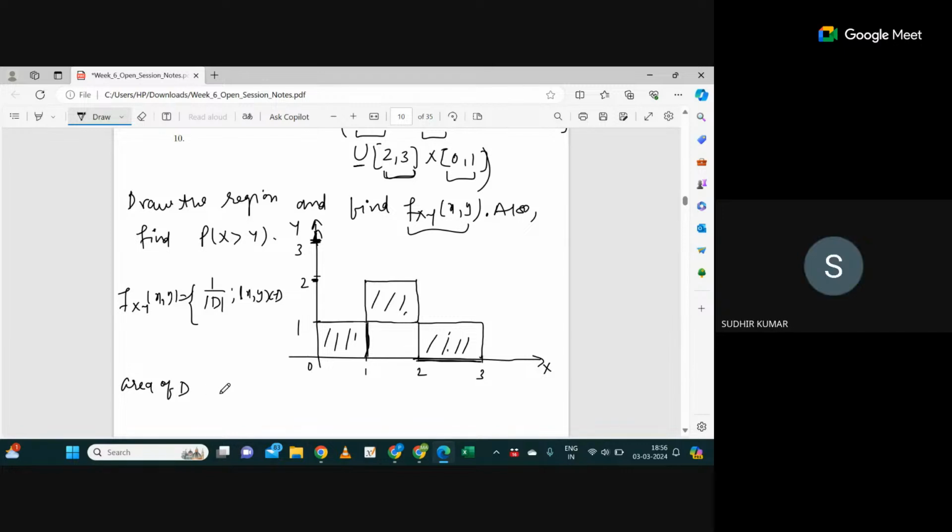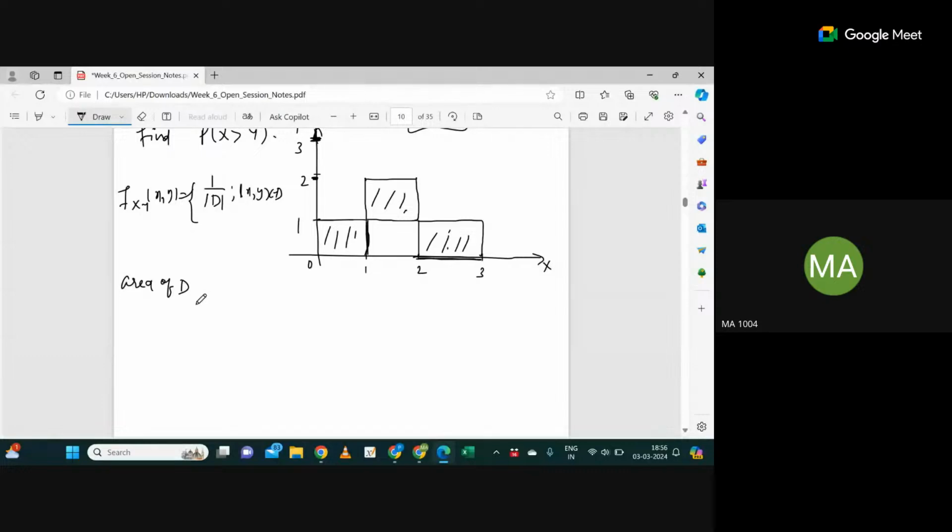3. How will you calculate 3? For the very first rectangle, it will be 1 into 1, right? Then it's a union, that means plus. For this one, again it will be 1 into 1, plus, for this, it will be 1 into 1. This is nothing but the area of these 3.